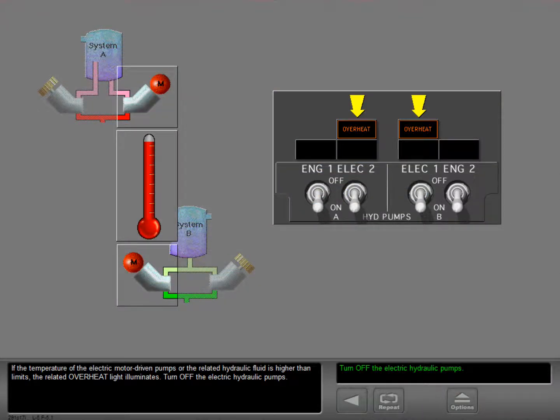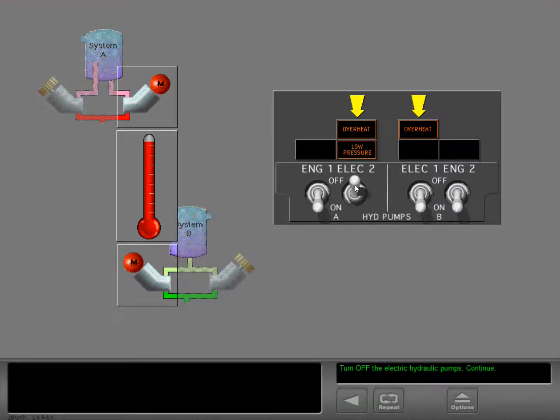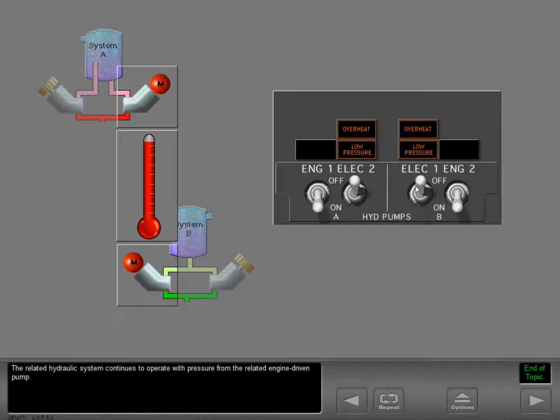If the temperature of the electric motor-driven pumps or the related hydraulic fluid is higher than limits, the related overheat light illuminates. Turn off the electric motor-driven hydraulic pumps. The related hydraulic system continues to operate with pressure from the related engine-driven pump.